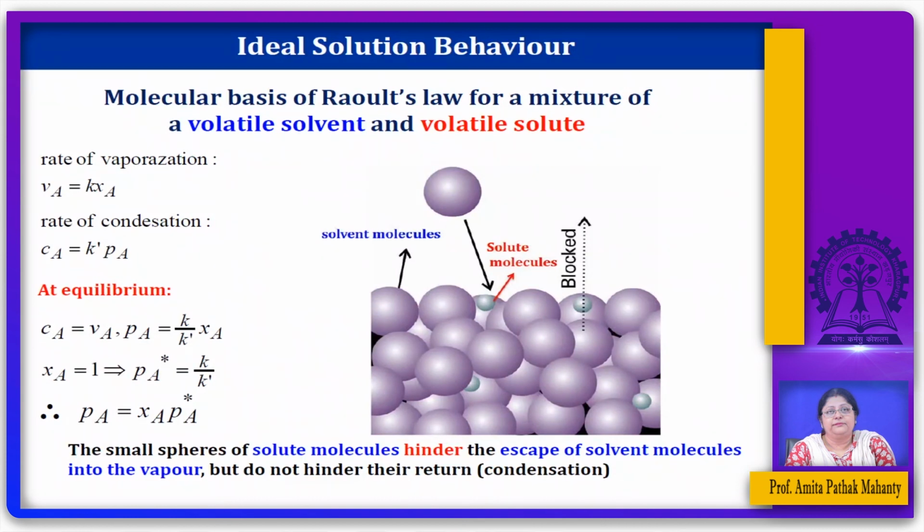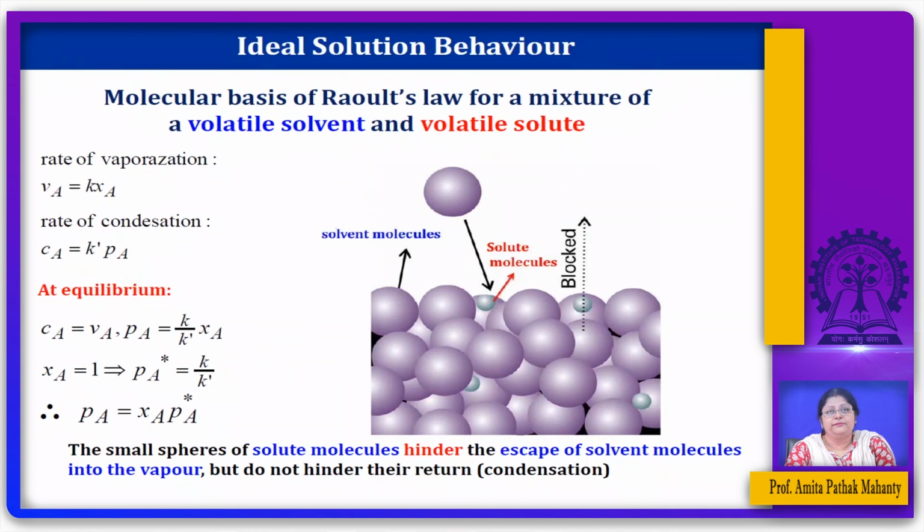Ideality is valid only under low concentration for an ideal solution. So low concentration means it is indirectly related to the pressure also. So if you can substitute this value P star here, this is becoming P star. So this expression becomes the Raoult's law equation, and that is how you justify.